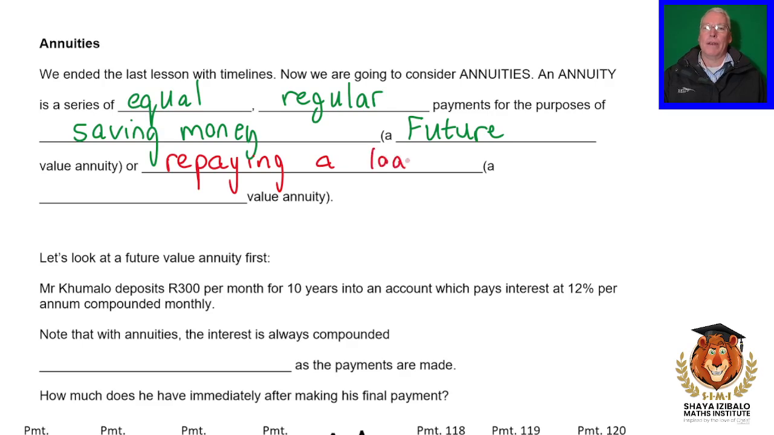A loan or a debt. And that's what's called a present value annuity. We're going to look at both. We're going to start off by looking at future value annuities. So let's look at an example.